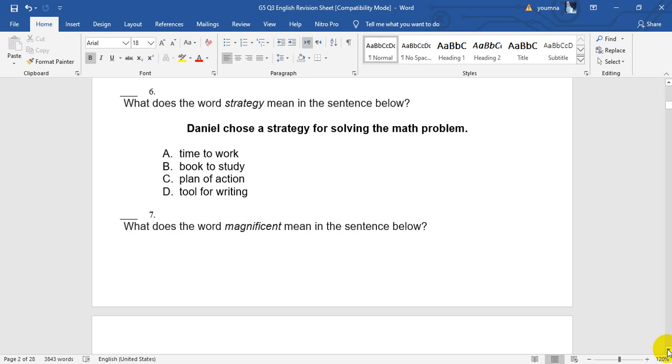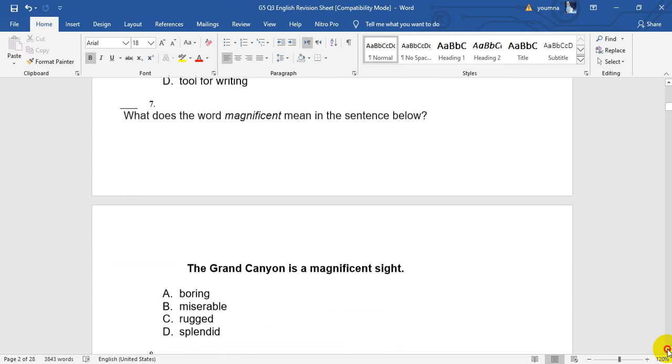Strategy of course means plan of action. So strategy means a plan to do such an action. So let's move to number 7.